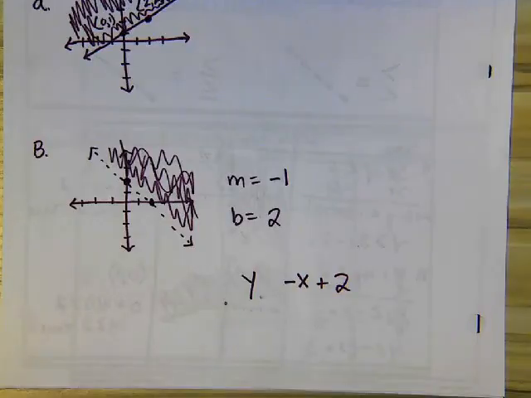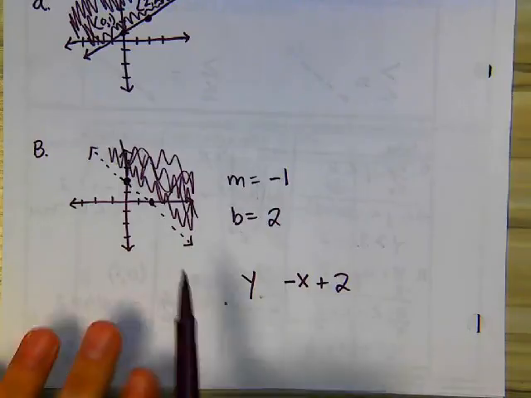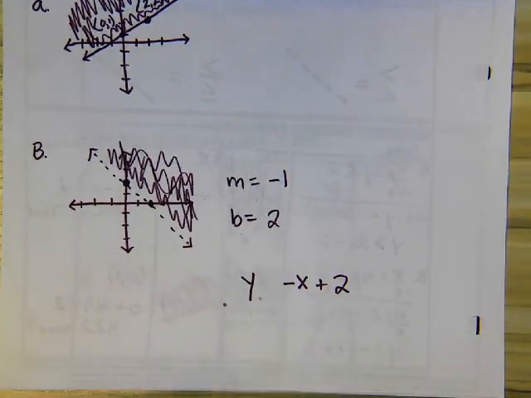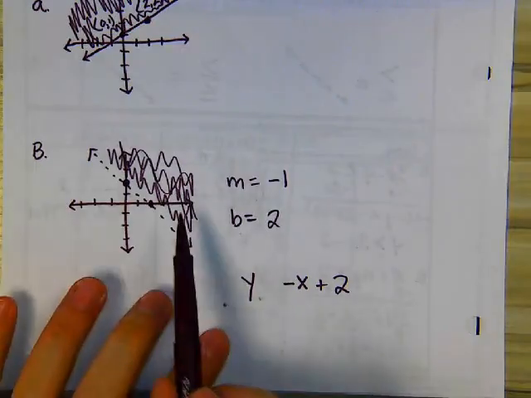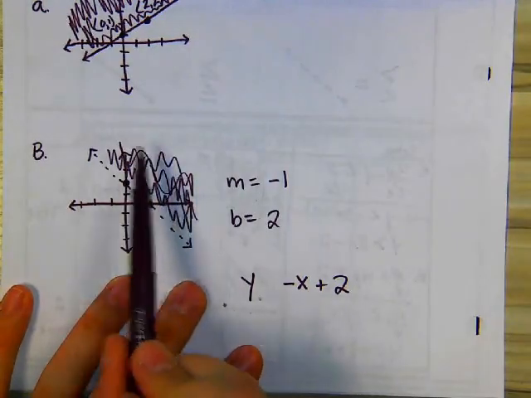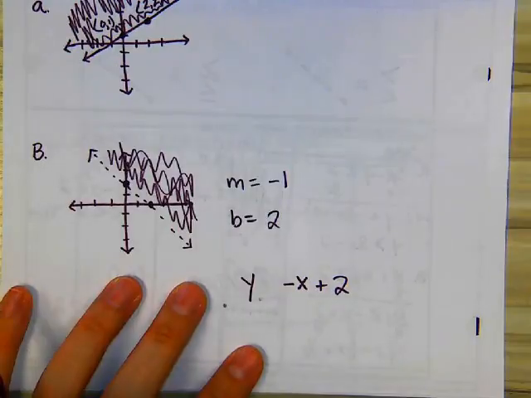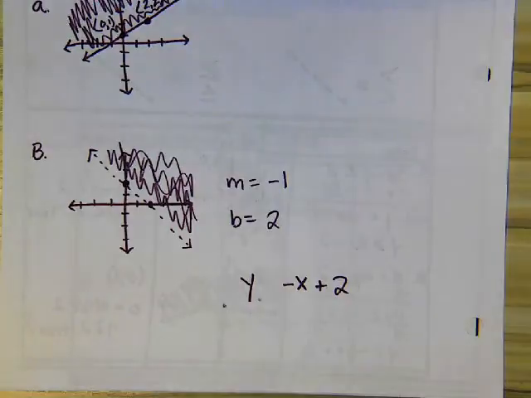Now we need to figure out what inequality we're going to put there. Since it's a dotted line, we know it's either going to be greater than or less than. We just have to figure out which one. If we look, our shaded region is on top. If it's on top, that means we want to use our greater than symbol. So that right there would be our answer.